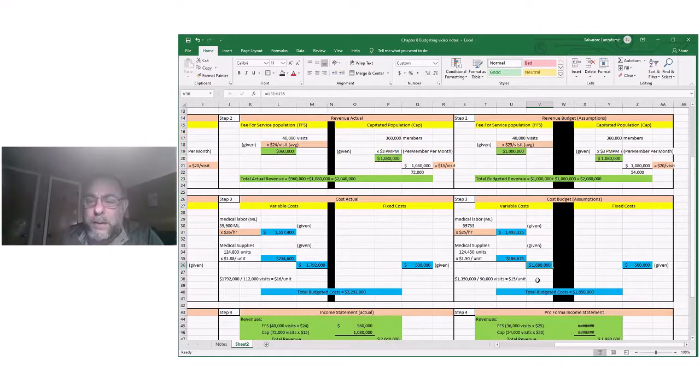But anyways, so we end up with a cost of $1,680,000 and $500,000 still in fixed costs. So that's going to give us total flex budgeted costs. Let me go back here and look at actual for this one. And that ends up being $2,180,000.